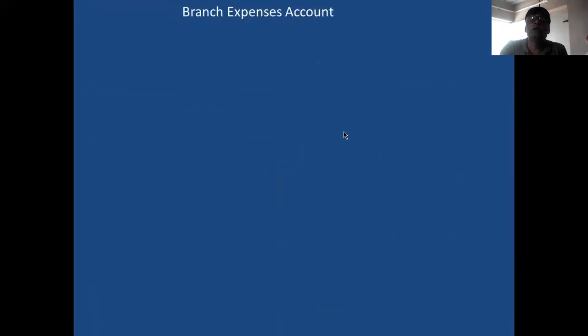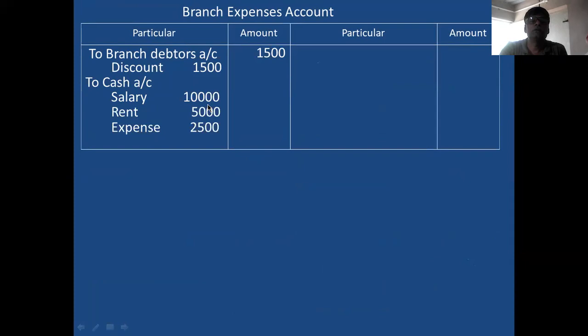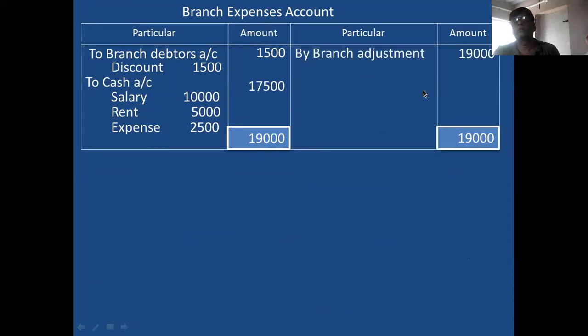Then come to the third account, the branch expense account. In the branch expense account, first is to debtors account, under that discount, only one item. Then second, to cash, under that salary, rent, expense, three items. You take the total 17,500. Total 19,000 goes to the branch expense account.